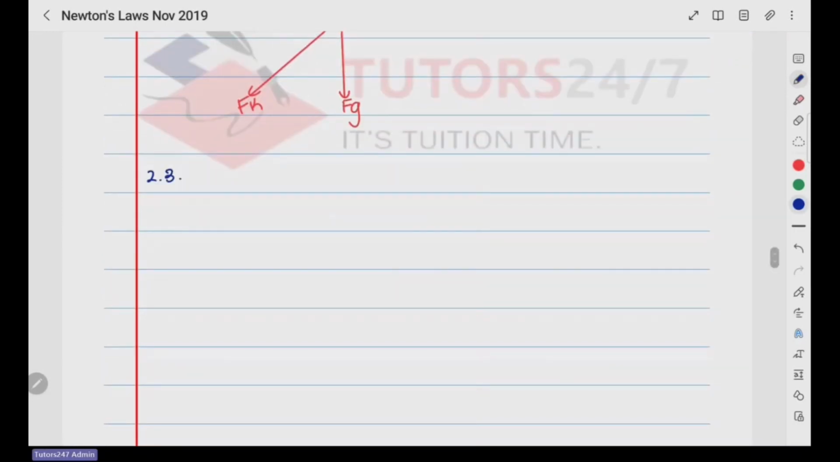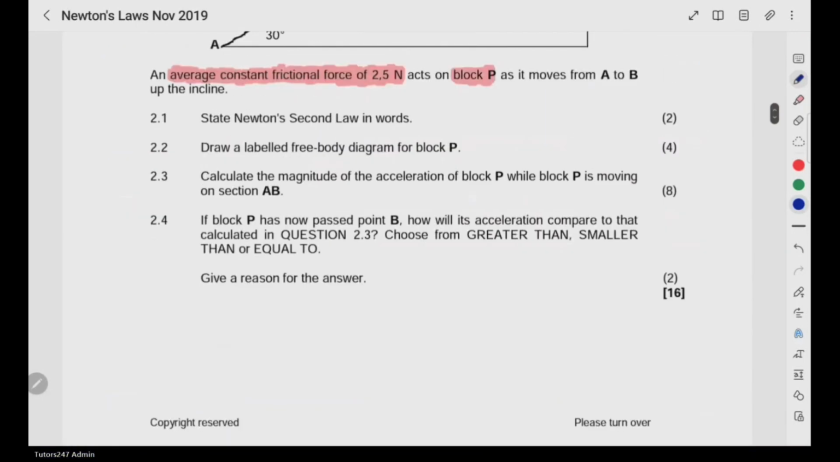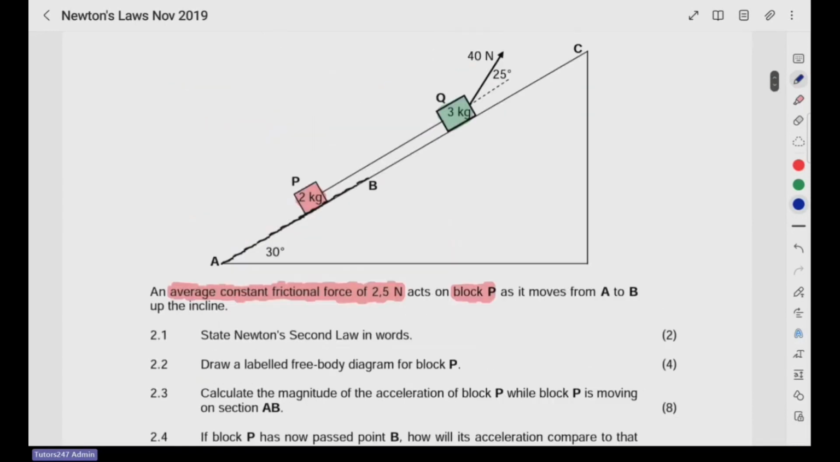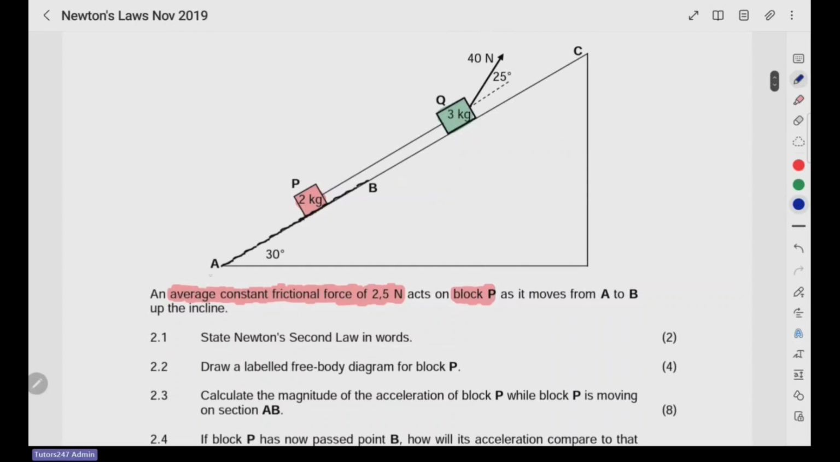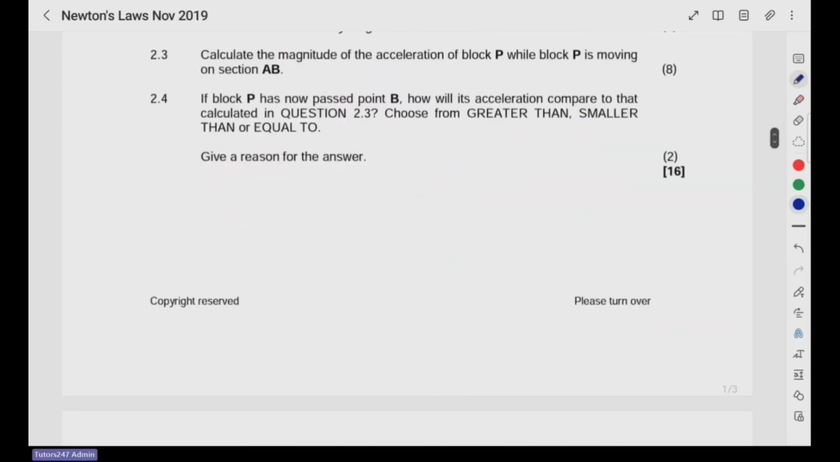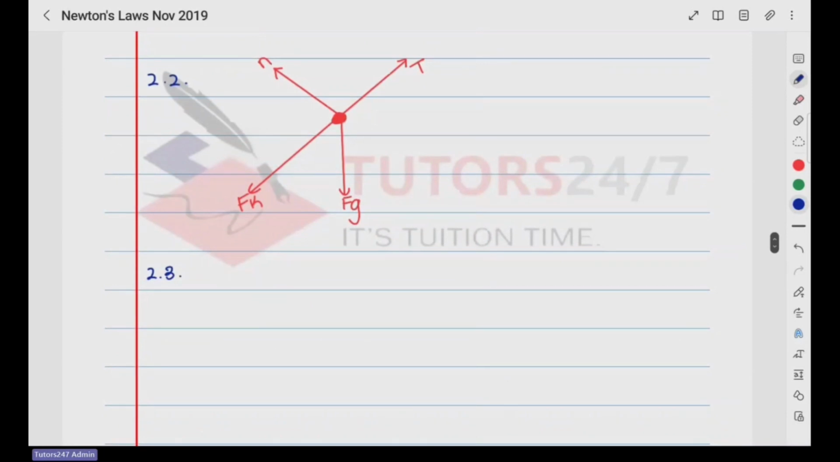From here, let us look at 2.3. Now, 2.3 states, calculate the magnitude of the acceleration of block P while block P is moving on section AB. So we need to calculate the acceleration of block P while it is moving between A to B. So what we're now going to do is break this up into our force components, right? So let's have a look at our free body diagram while we do that.